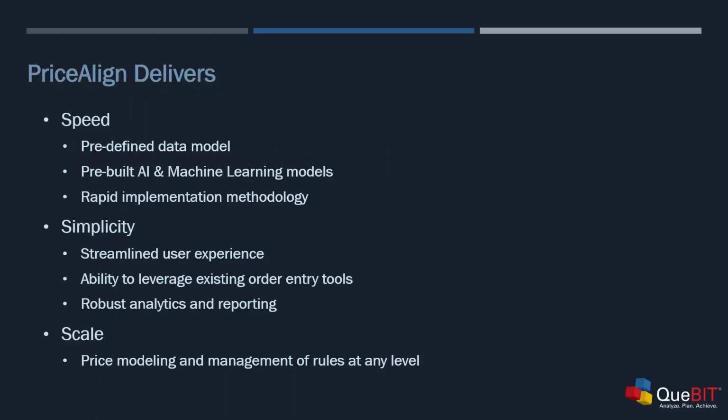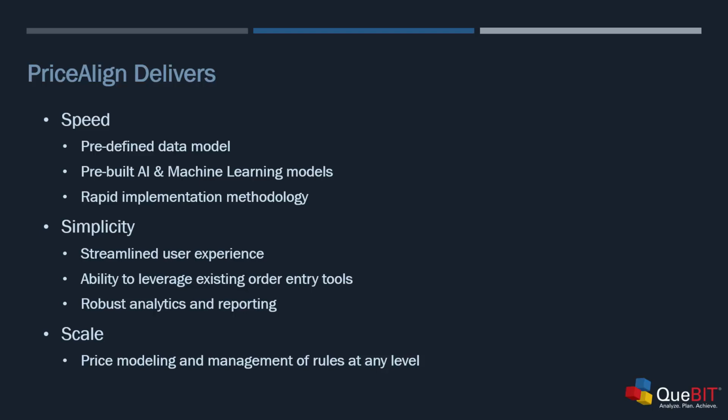PriceAlign delivers speed, simplicity, and scale. Speed through predefined data models and pre-built AI and machine learning models that are implemented through our rapid implementation methodology. Simplicity through a streamlined user experience and the ability to surface prices in your existing order entry tools or through the PriceAlign user interface. With robust analytics and reporting, helping you to drive your understanding of pricing and adjust accordingly.